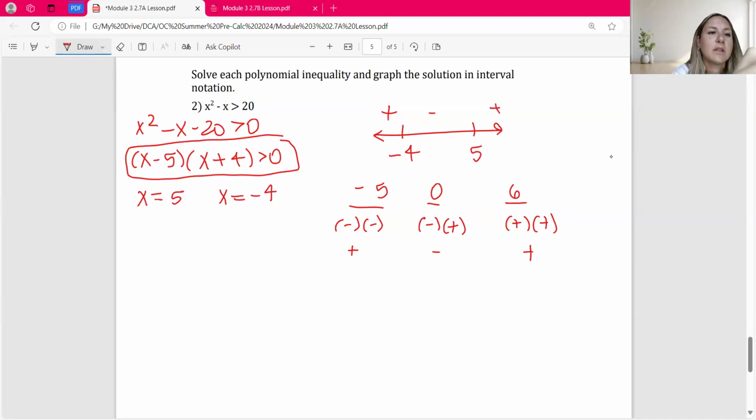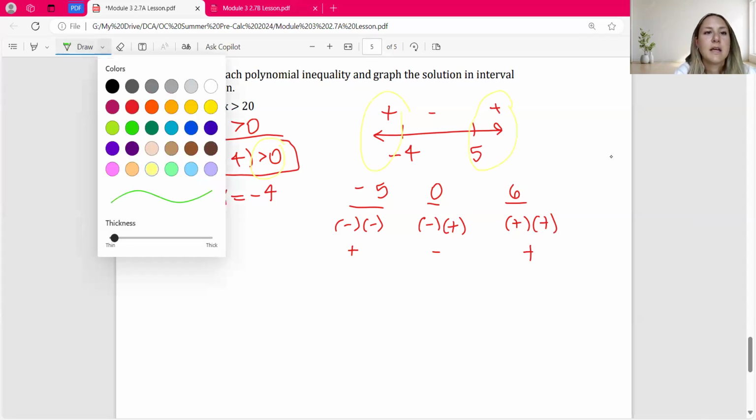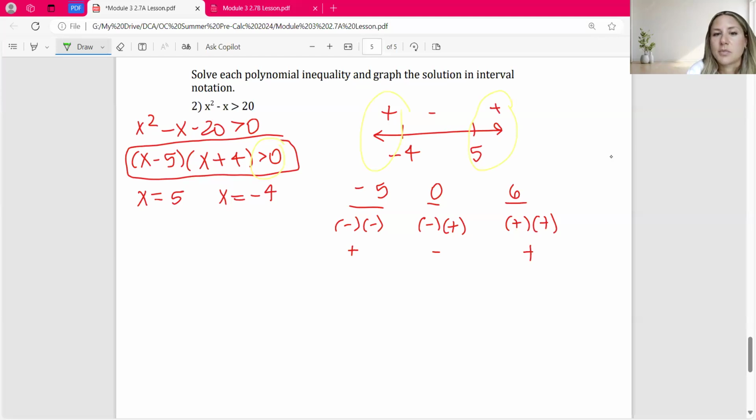And so now when I look at my number line, I know my answers where they have to be greater than 0 are right here and right here. And so when we write that in interval notation, we're looking at numbers from -infinity to -4, union, numbers from 5 to infinity.